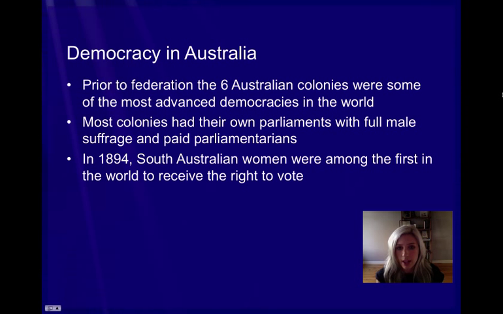And one of our great achievements was that in 1894, South Australian women became among the first in the world to receive the right to vote, and many countries didn't follow for many years after.